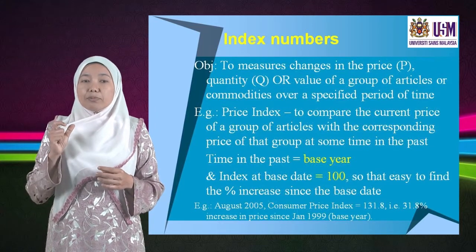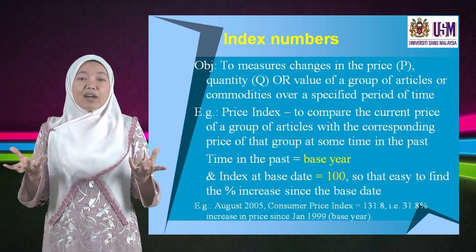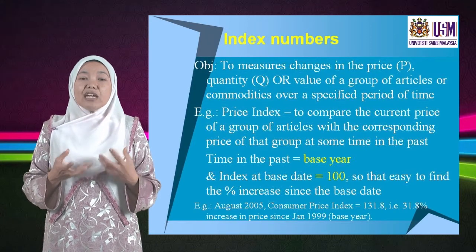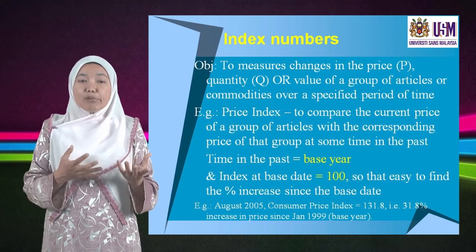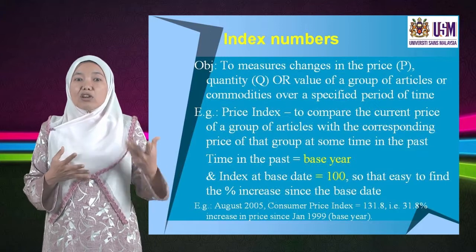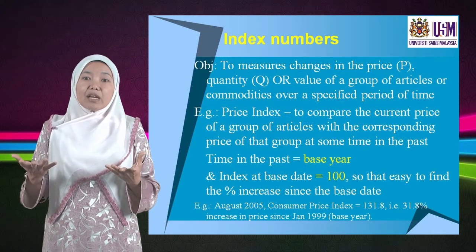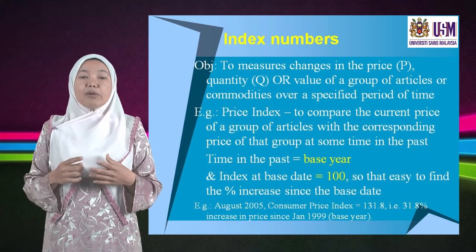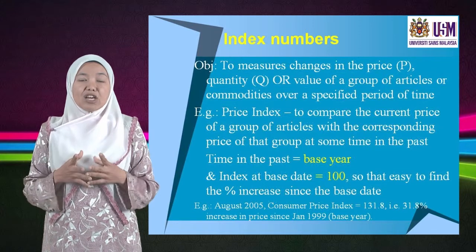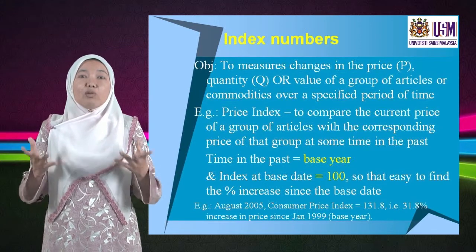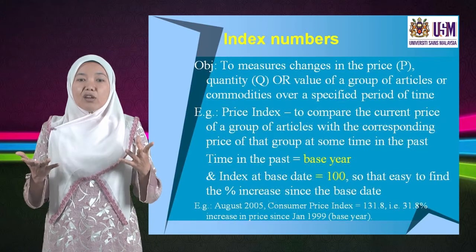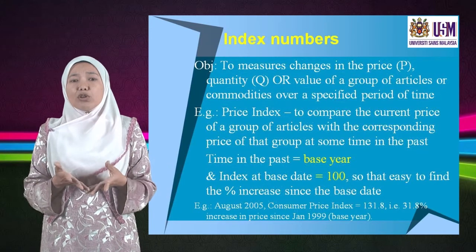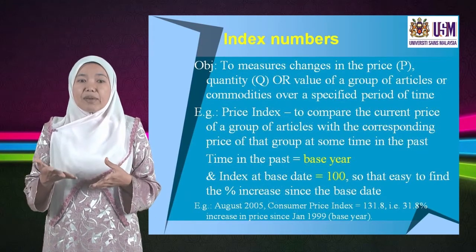So for example, when we discuss price index, the keyword is price. In this case, index number is being used to compare the current price of a group of articles with the corresponding price of that group at some time in the past. For index number, the time in the past is always referred to as the base year, while the index at the base date is always set at 100. Why do they always set the index number of the base year at 100? So that it's easier for you to find the percentage increase since the base date.